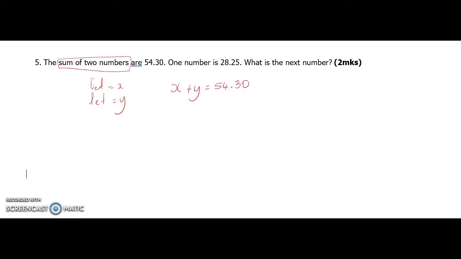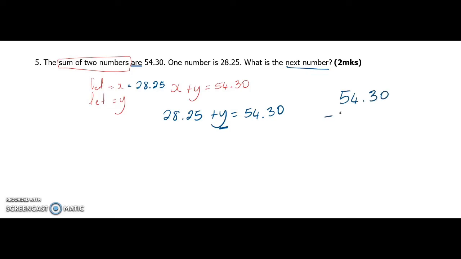And they say that one number is 28.25. So let us say that x is equal to 28.25. They're saying what is the next number. So if x is 28.25 plus y is equal to 54.30, they're simply asking us to find the answer for y. So since we're adding on this side, the best way in order to get our answer is to take away. So we're going to take away the smallest number from the largest number. So I'm going to show my working out by writing it out in place value.